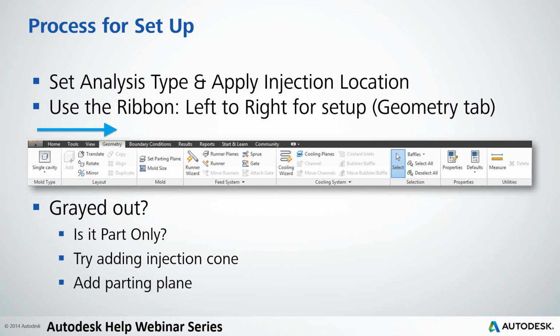And one thing that we often see in support is customers complaining they're not able to select certain options in that tab. So if something's grayed out that you want to add to your model, try these three steps here. Is it a part, or is it set to part only? Are you trying to, or do you have an injection cone added? If not, see if there's a parting plane there. And typically after you add these components to it, or change it from part only to multi-cavity or single cavity, you're going to be able to select the other options in that tab.